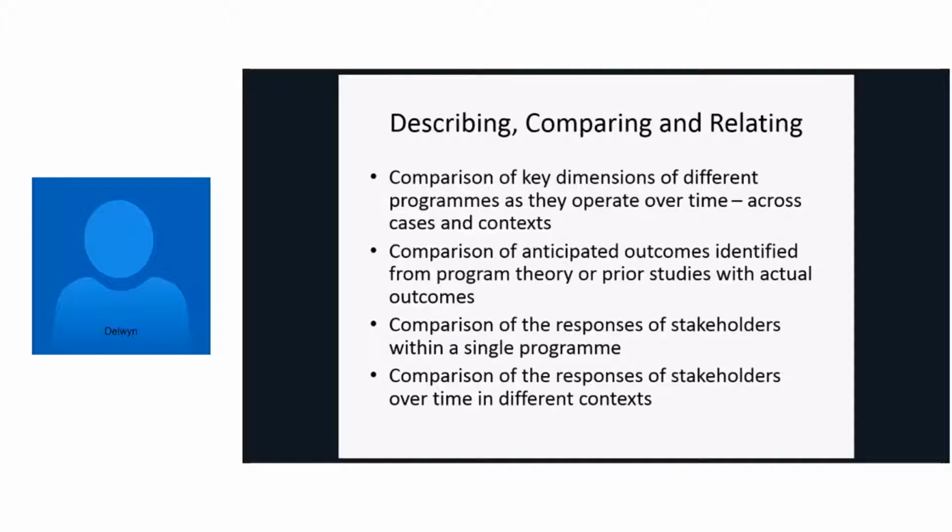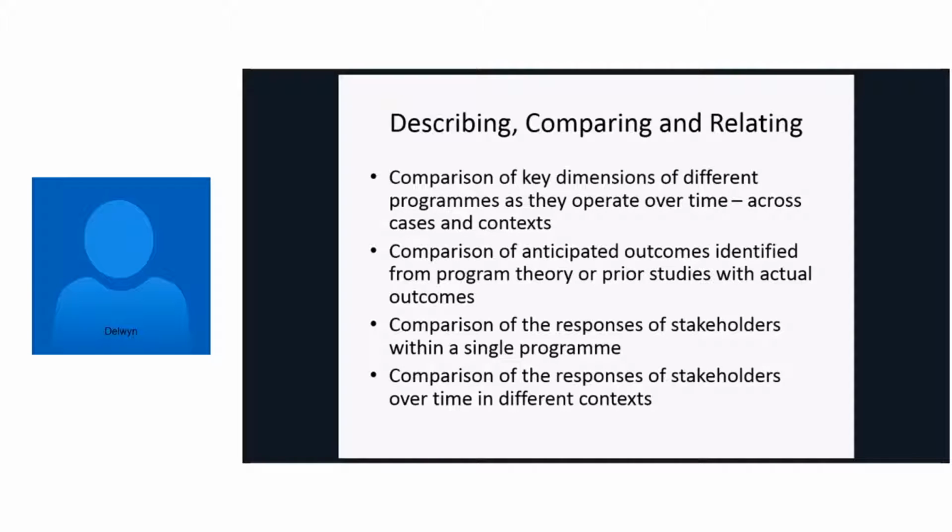We can look at comparing across dimensions on different programs. So we might have believed or had a theory that leadership and governance are important critical factors to a particular outcome or chain of outcomes occurring in a particular community. So we might look at governance or leadership across our different programs, across different cases and contexts.